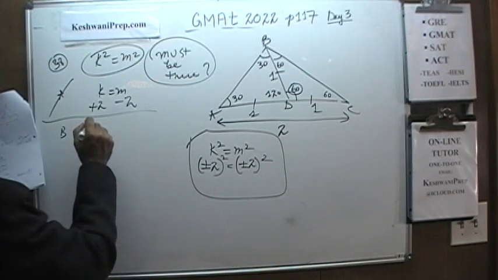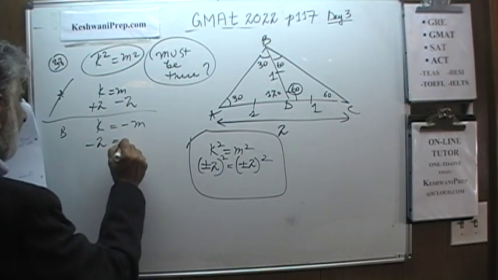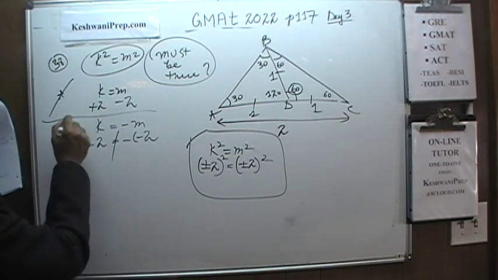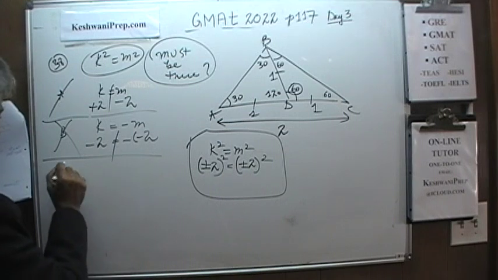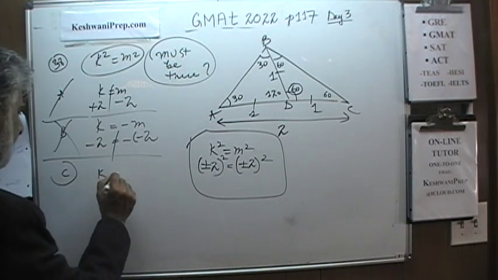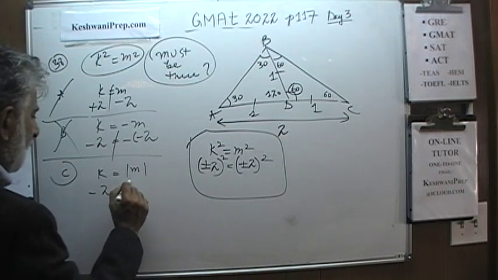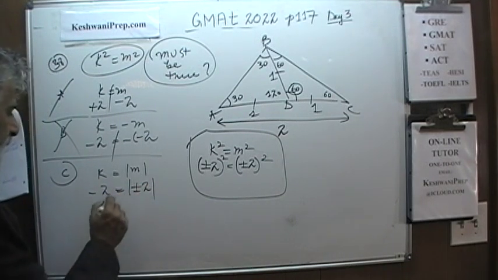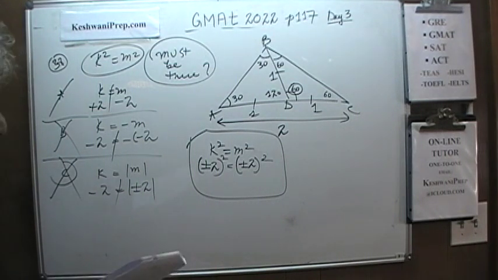Similarly, in B, we have the same situation. K is equal to negative M. If K is negative 2 and M is also negative 2, these are not equal, as you can see here. Statement C says that K is equal to the absolute value of M. If K is negative 2, it doesn't matter whether M is positive 2 or not. This would not be true. If K is negative 2, it will not equal the absolute value of 2. Let's continue up here.